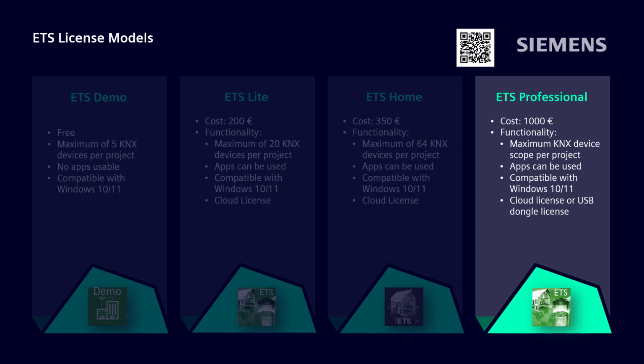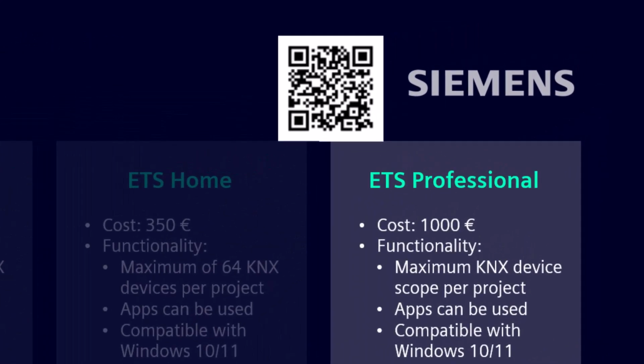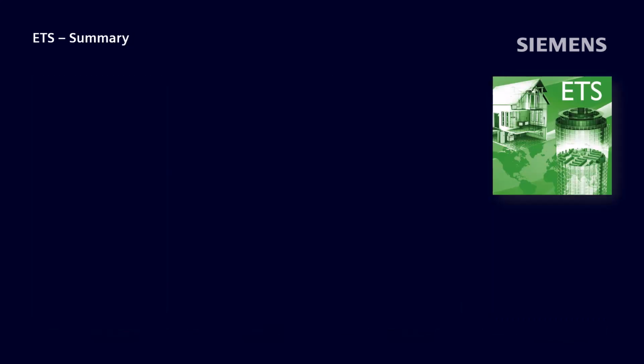Finally, a short word about KNX's update policy. Software updates within an ETS generation, for example, ETS 6, are free of charge. Version jumps, for example, from ETS 5 to ETS 6 or later to ETS 7, are usually subject to a fee. Follow the QR code for more information. With its various licensing models, the ETS software offers a suitable solution for every user group.